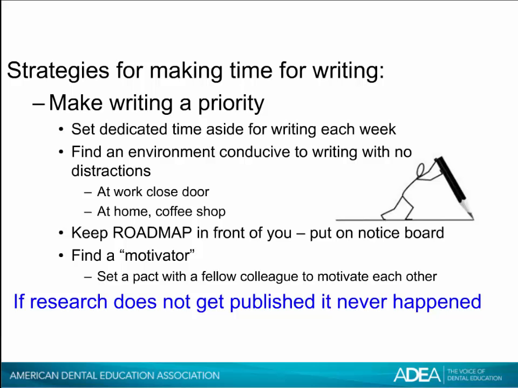That roadmap that we talked about earlier, publications as one of your goals, should be on that roadmap. Put it on the notice board in your office so it's always in front of you. Another is to find a motivator. Set a pact with a fellow junior colleague or mid-career colleague in a similar situation, or a friend from grad school, so that you motivate each other.